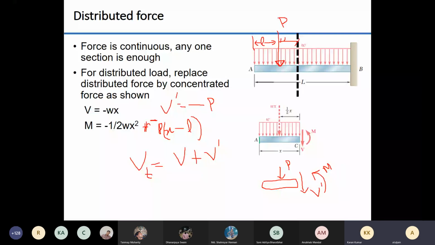Sir, so we will make two functions piecewise, then add in the respective intervals for moment and shear. Yes. We will always calculate x from the same point. x is measured from the same point.